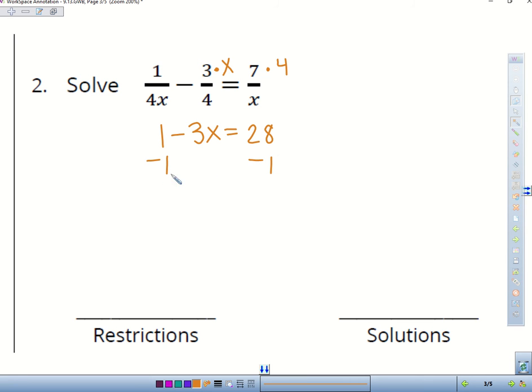So solve. X equals -9, right? Were there any original restrictions on the original function? X could have not been 0. So is this a real solution? Yes. Good. Any other questions about that one? Make sense?